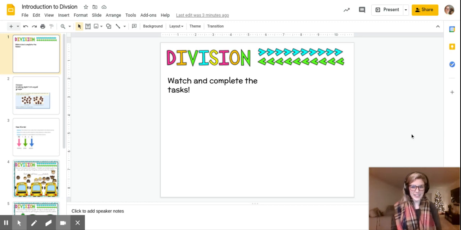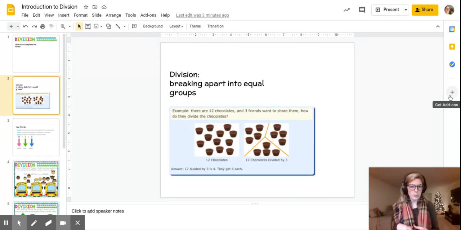Hi, fourth graders. Today we're going to begin looking at division. You just took your topic 4 in 5 units assessment on multiplication, and now it's time to start working with the inverse operation, and that means the opposite operation, division. So division is when we break apart something into equal groups.